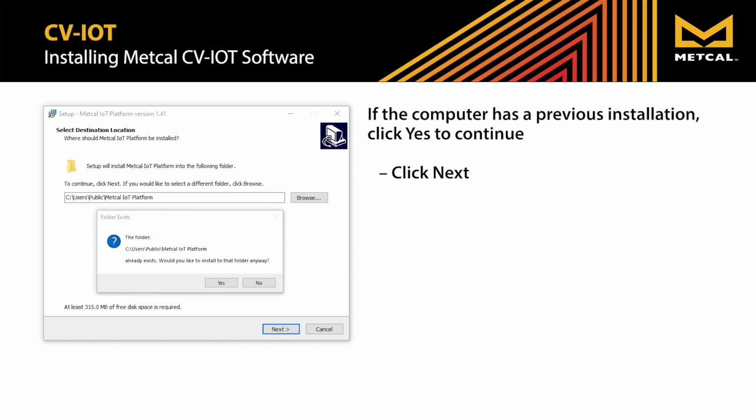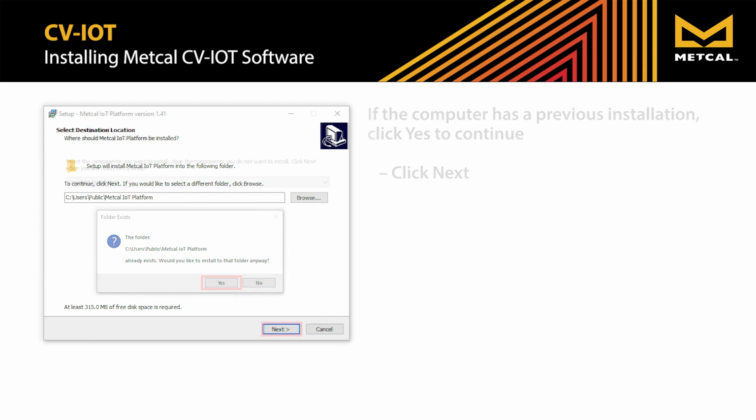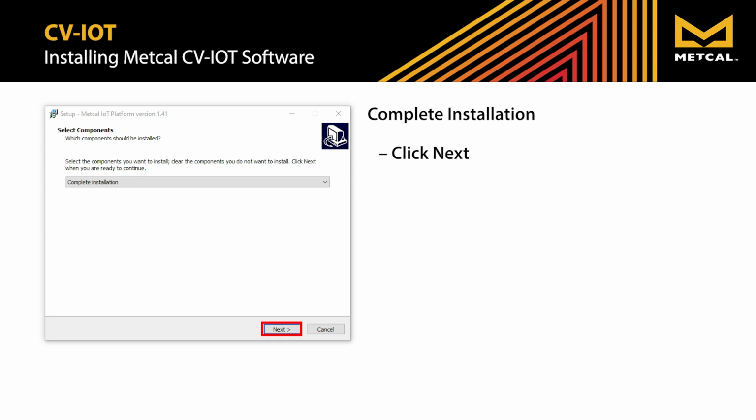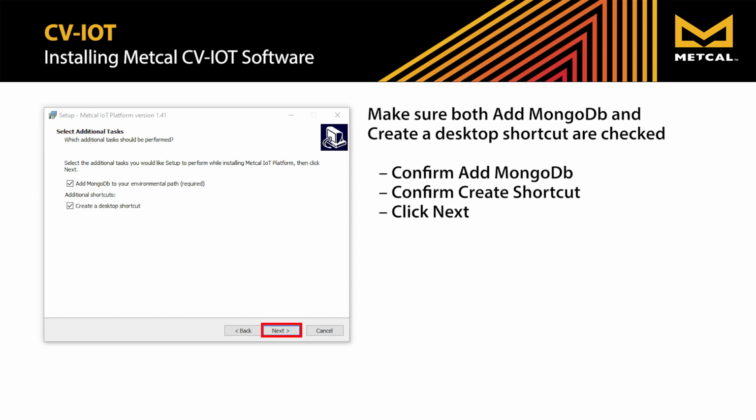If the computer has a previous installation, click Yes to continue. Click Next. Complete installation, click Next. Make sure both Add MongoDB and Create a Desktop Shortcut are checked. Click Next.